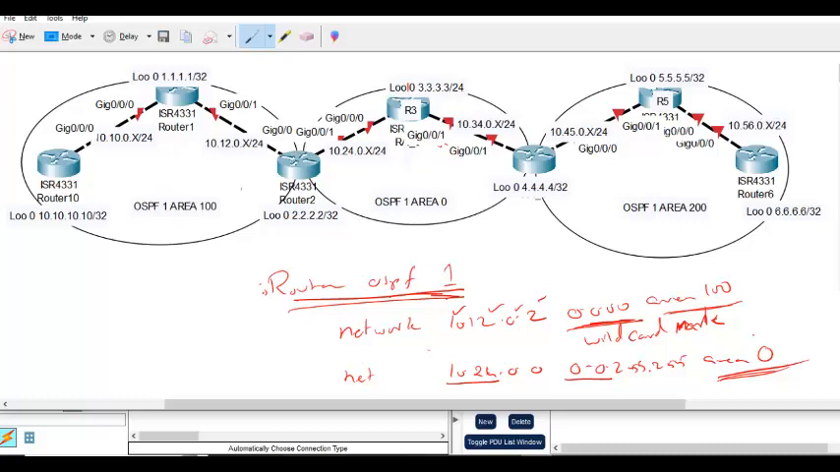Exactly. Router ID and area ID are always advertised in the hello packet to the neighbor. Router ID and area ID are always advertised. Process ID will never be advertised.